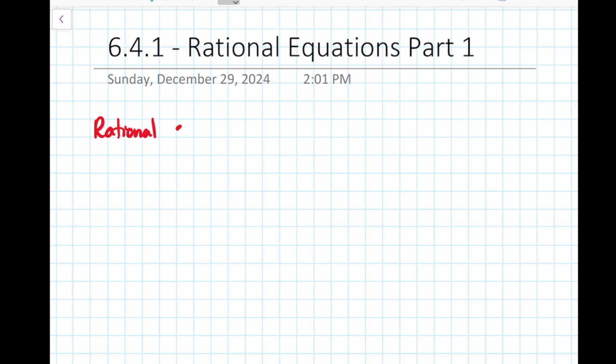actually solve rational equations. So, what is a rational equation? We've seen similar things throughout this course. It's a pretty straightforward definition. It's just an equation that has at least one rational expression.